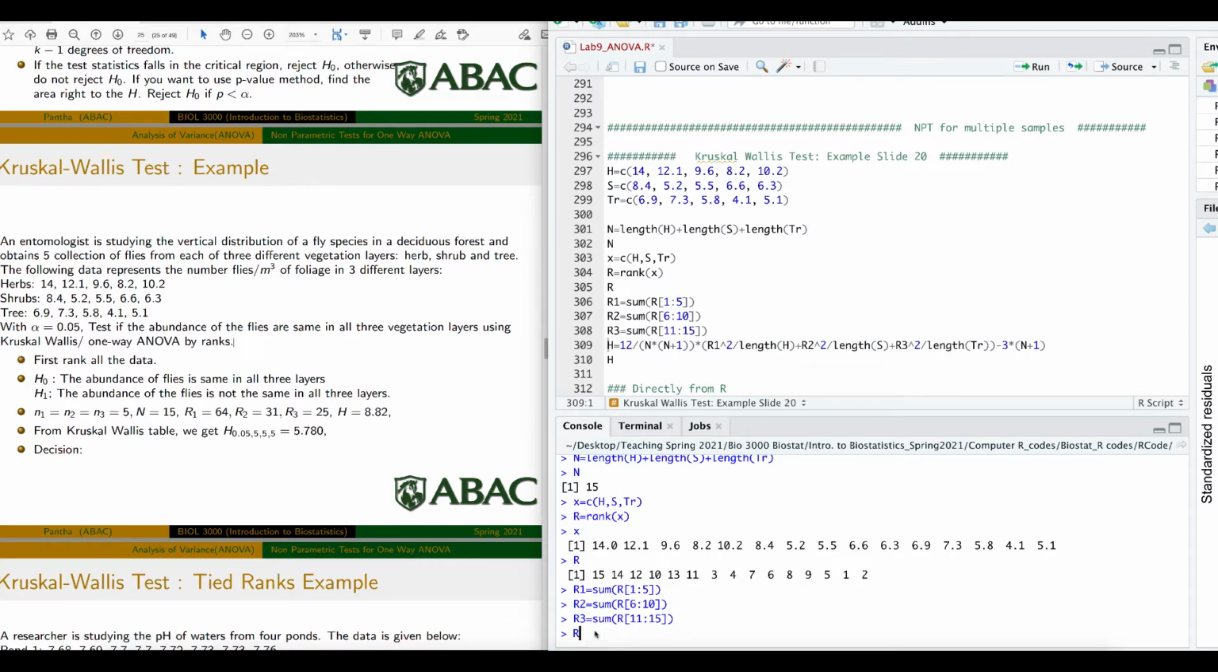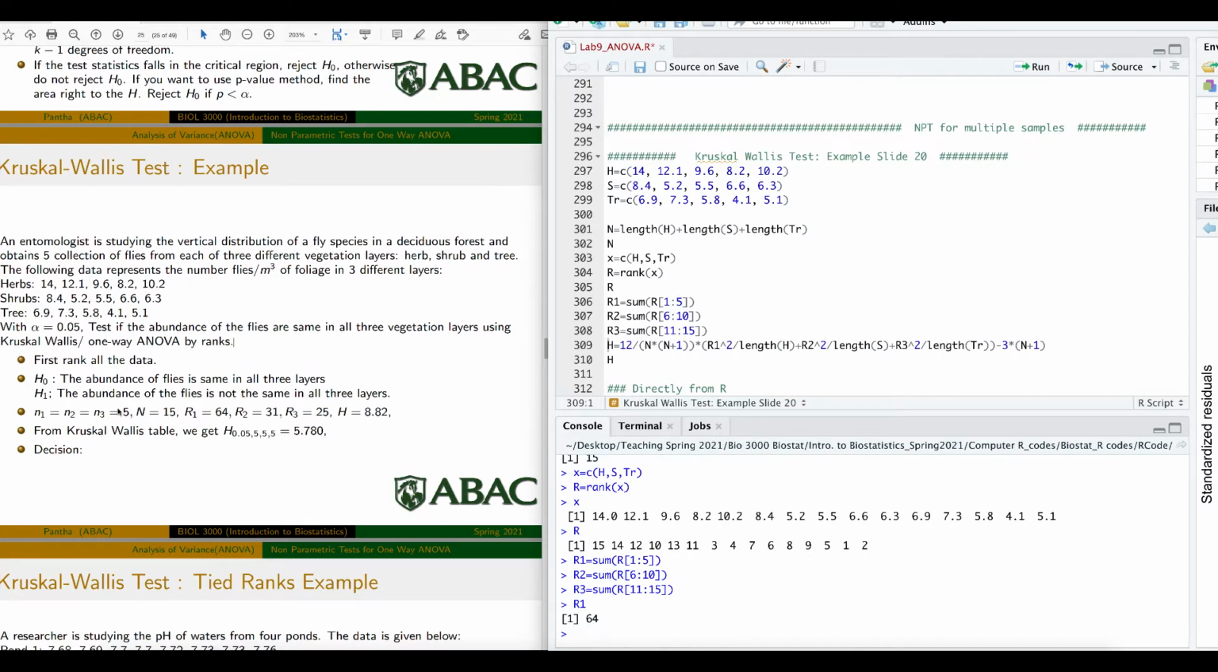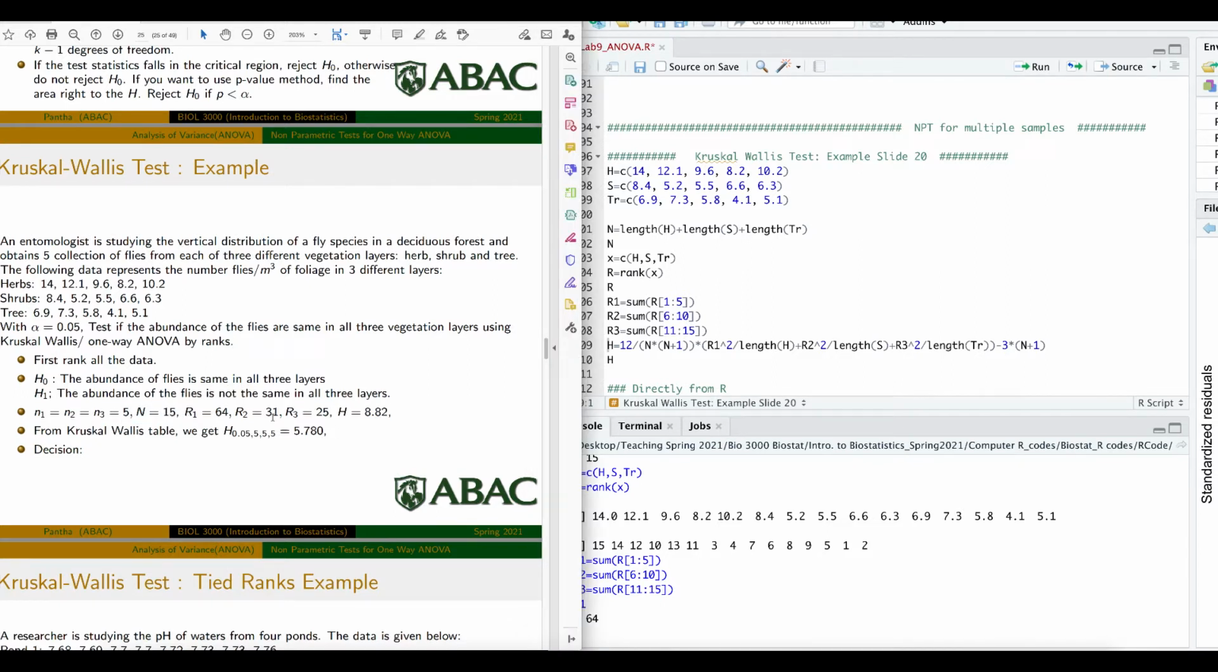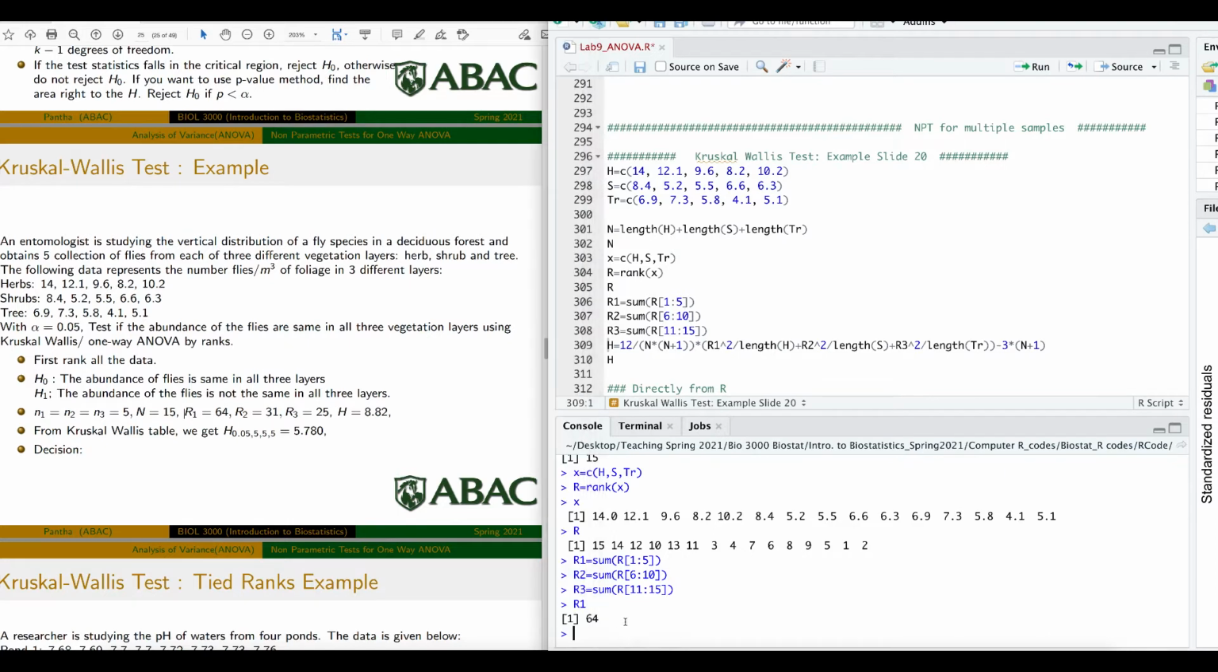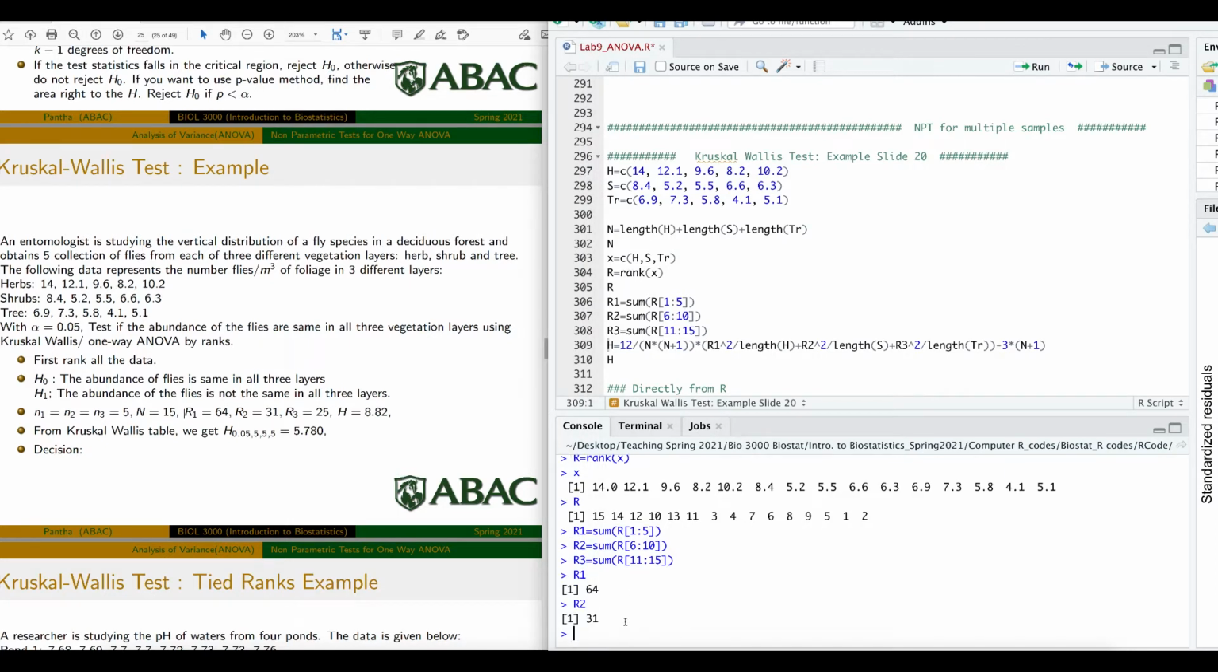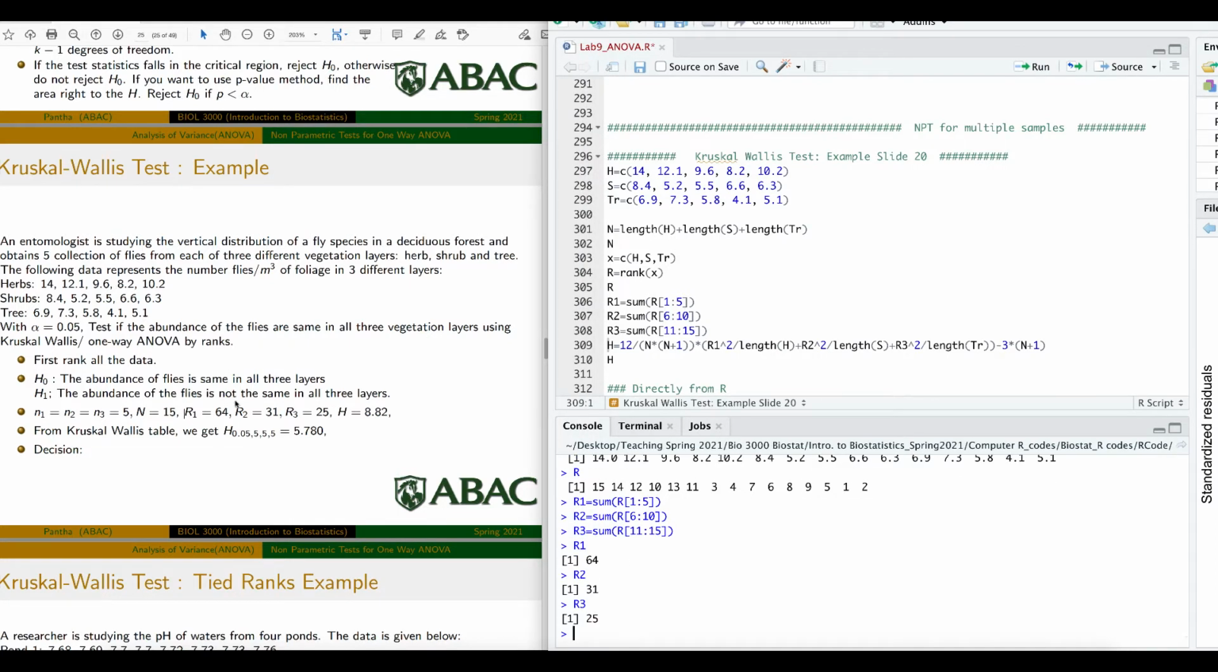So what is R1? R1 is 64. That's what we got here. n1, n2, n3 are 5 each, and total n is 15. R1 is 64. What is R2? Let's find out. R2 is 31. And how about R3? R3 is 25.